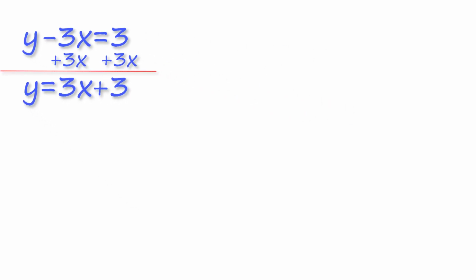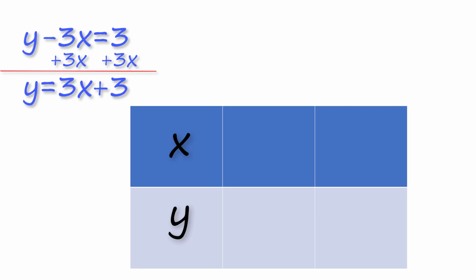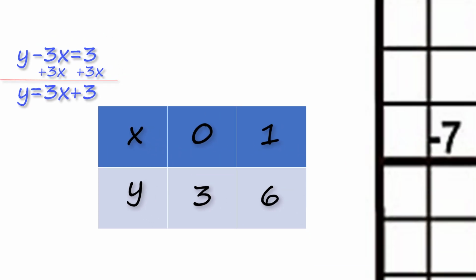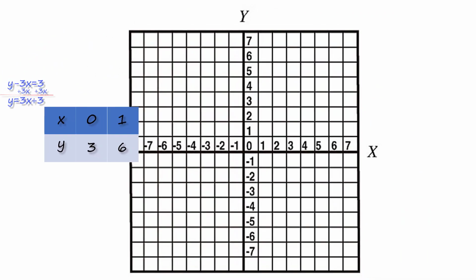Let's get our chart back. First, let's substitute x as 0, so y will be 3 times 0 plus 3, which is 3. If x is 1, y will be 3 times 1 plus 3, which is 6. We can use these ordered pairs to graph the function on the coordinate plane. And the final function should look something like this.